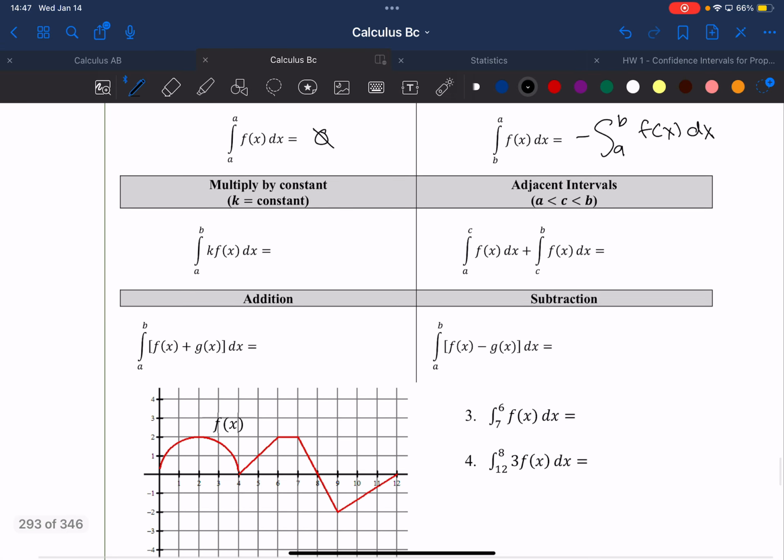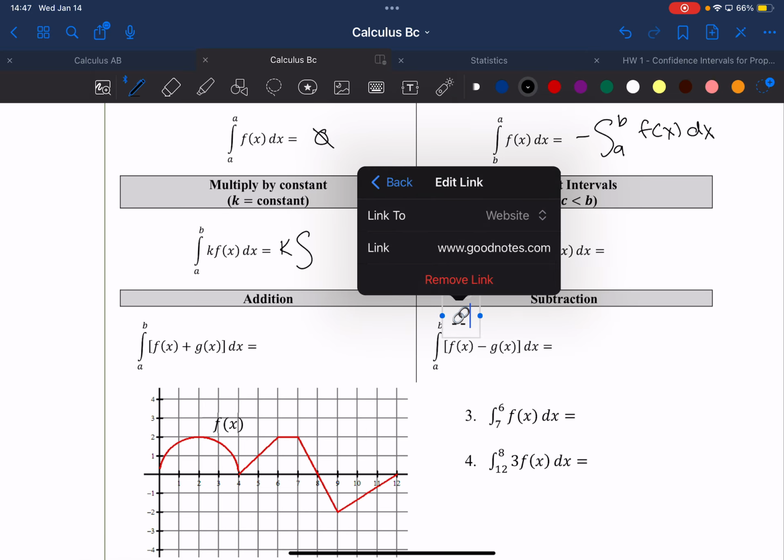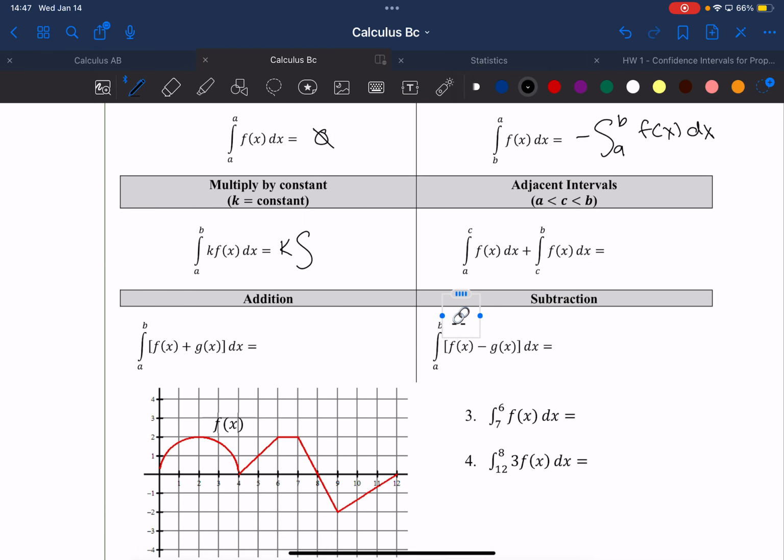Okay. The next property is the multiply by constant. So if the function is being multiplied by a constant, in this case k, we can actually remove k and put it outside of the integral. So we can do k times the integral from a to b of f of x dx.